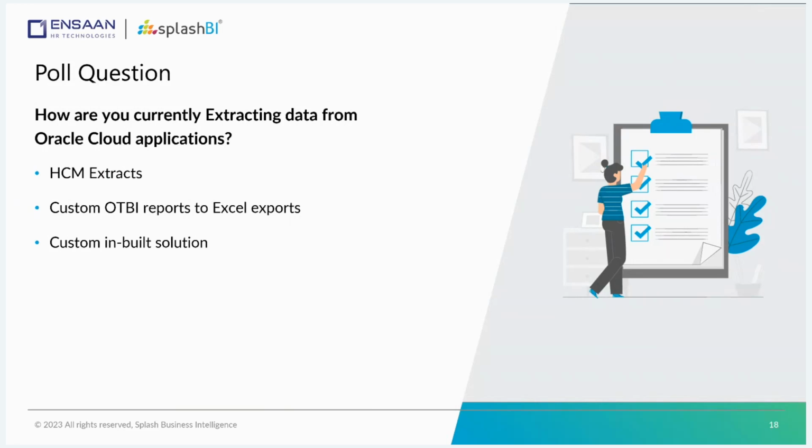Right. So what we want to understand is how are you currently extracting the data from your Oracle Cloud applications? Is it via the HCM extracts, you've written your own custom OTBI reports, or you have your own custom inbuilt solution?